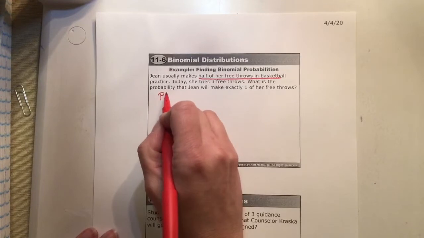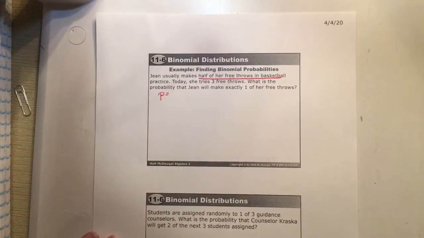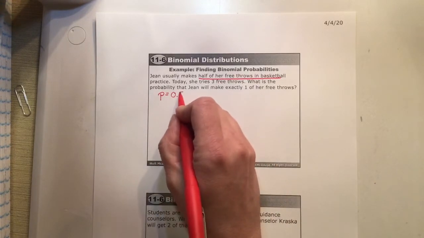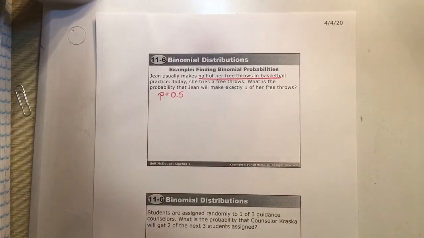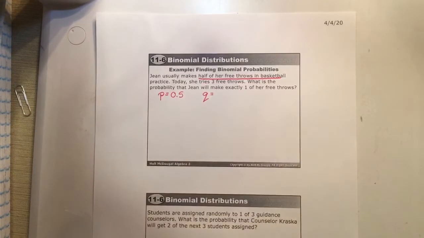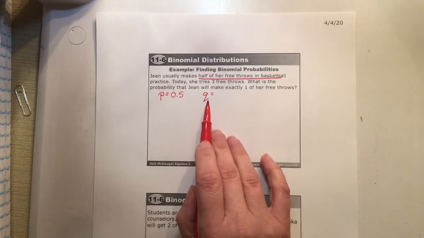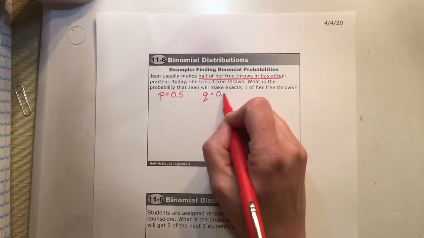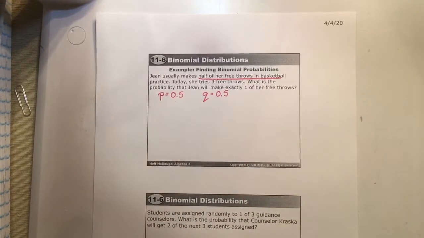So P is success. I'd call the success when she makes the free throws. She makes half of them, so the probability of her making her free throws is 0.5. That means the probability of failure, remember if you add success plus failure, it has to equal 1, so that too would be 0.5.